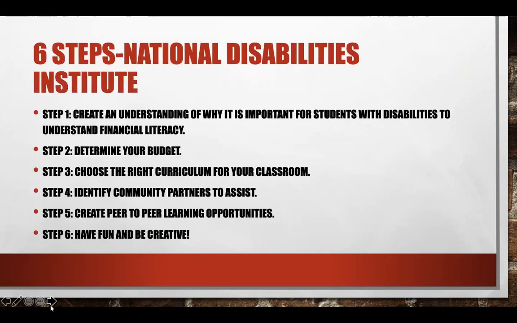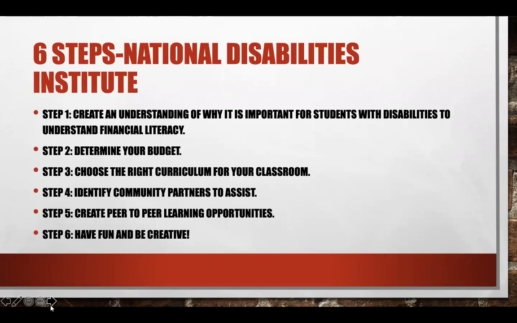We talked about this last time. I'm going to go over it again. These are the 6 steps from the National Disabilities Institute, if you're starting a financial literacy program in your school from scratch. Step number 1, create an understanding of why it is important for students with disabilities to understand financial literacy. Step 2, determine your budget.